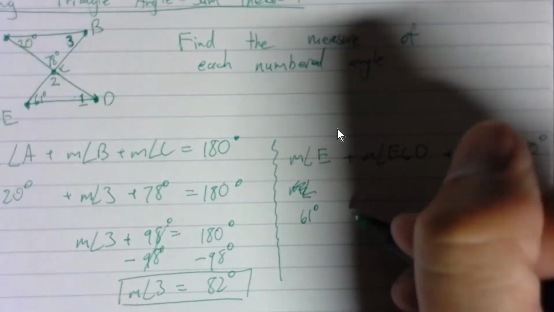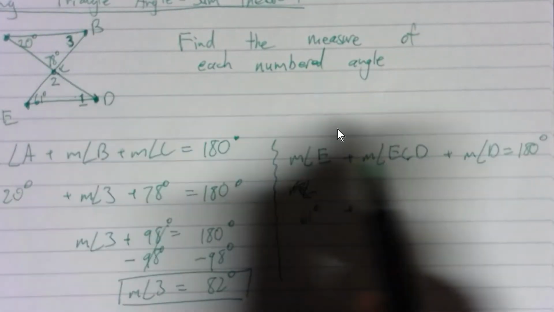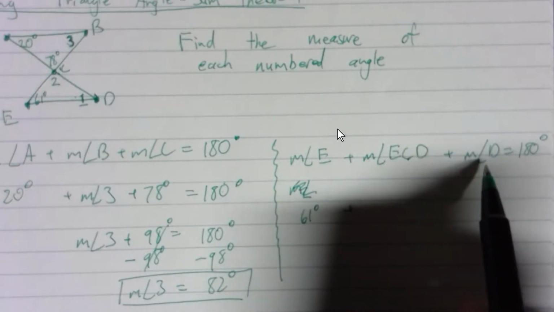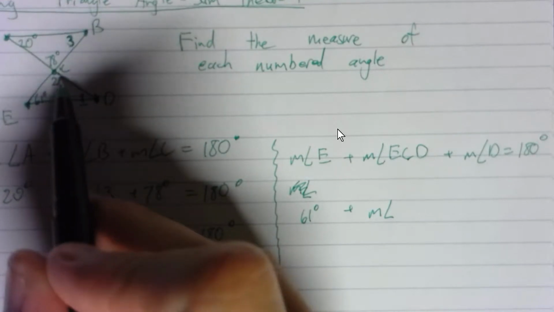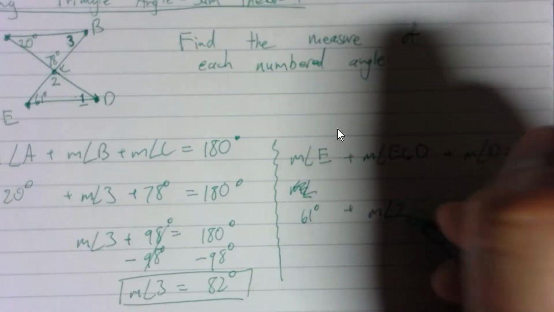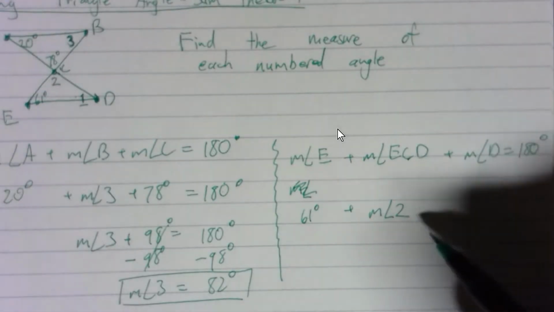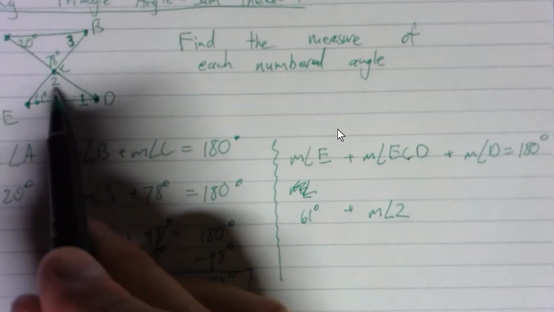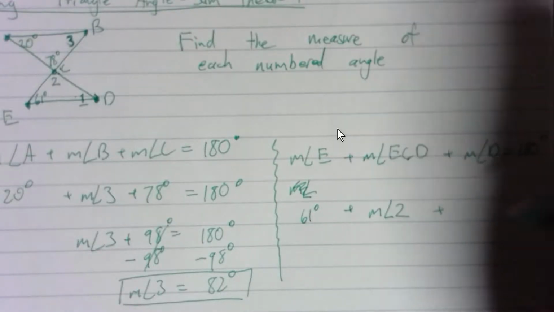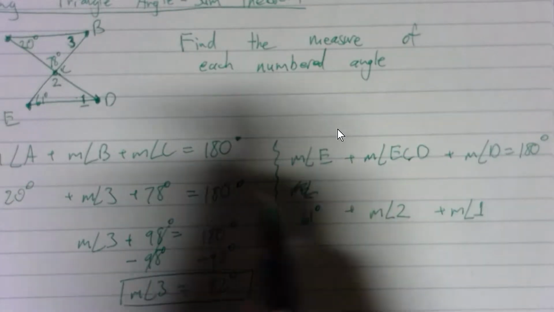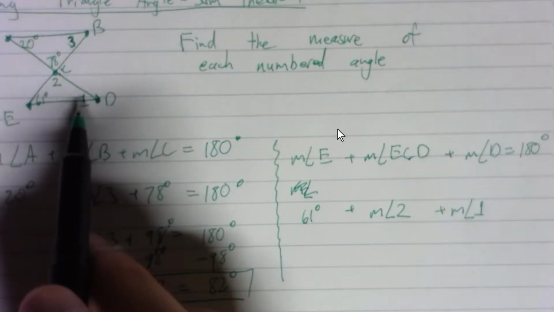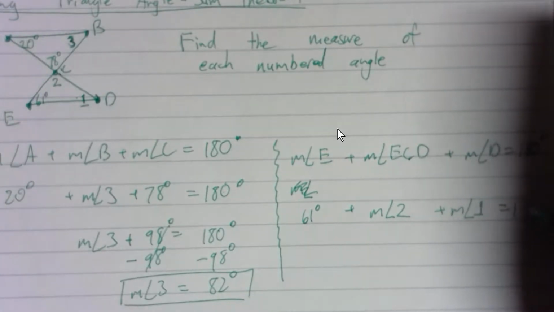Where things get tricky is the measure of angle ECD and the measure of angle D. So I'm going to say that the measure of angle ECD is, all we know is we can substitute in for the measure of angle 2. But remember, the number 2 is not the actual measure of the angle in degrees. It's just another name for that angle. And the same case is with the measure of angle D. The measure of angle D is literally the measure of angle 1. It's the same thing, which is 180 degrees. So how the heck are we going to solve for this?